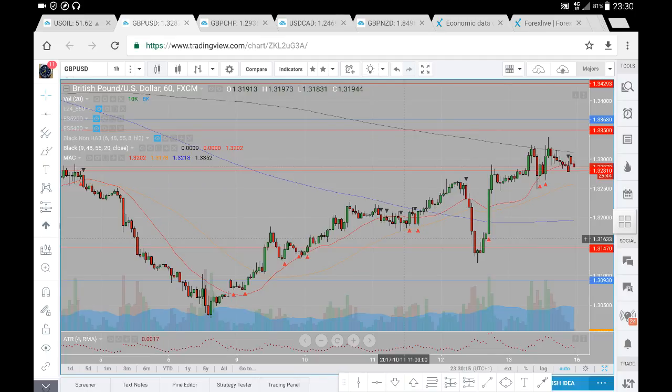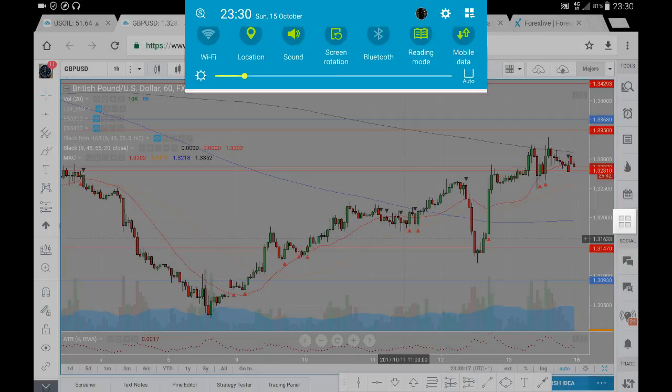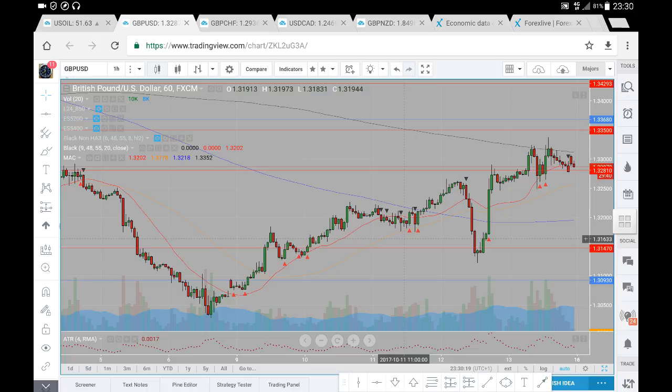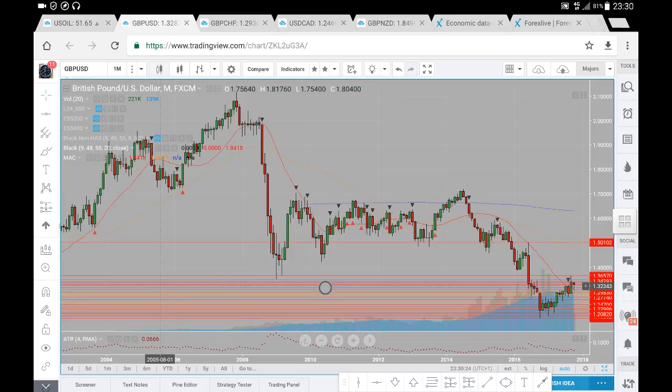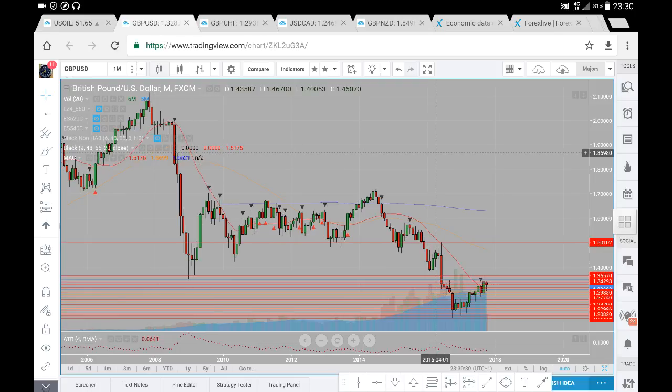So this is the pound USD analysis for Monday the 16th of October. Now let's go to the higher time frames before coming down to the execution time frame. Overall, we had a bit of consolidation. On this monthly chart, we have broken to the upside. We are currently trading above the 20 period moving average on the monthly chart.